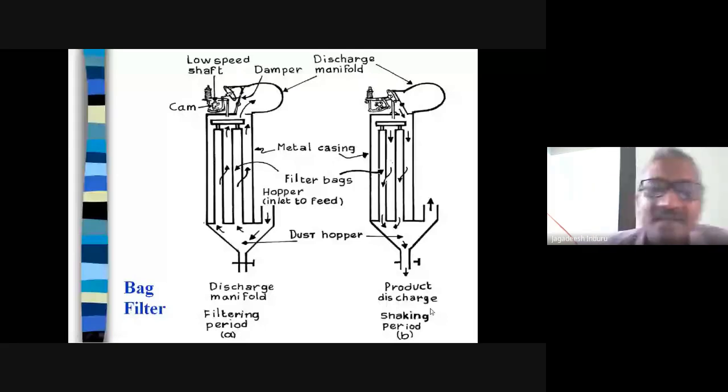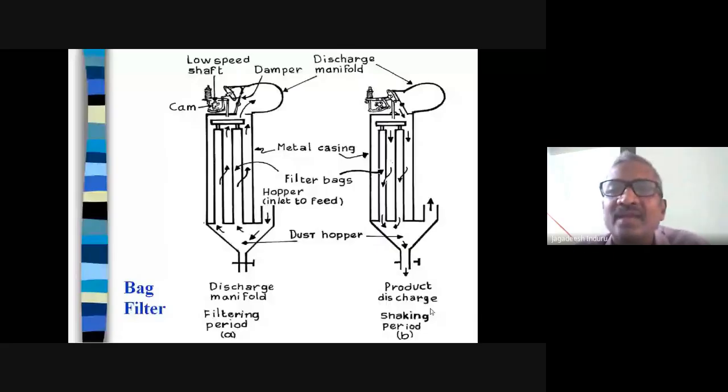In the working, we go to the next phase, which is called the shaking phase. In the shaking phase, what will happen? You will be allowing air from the outside. This cam is opening and the dampener is closing this, and the air is allowed to pass from the top through the bag. Previously, internally through the bag, the air was going out and moving forward. Now, air is moving from the top, entering into the bag, and coming to the bottom. Previously, air movement was bottom to top. Now, air movement is top to bottom.